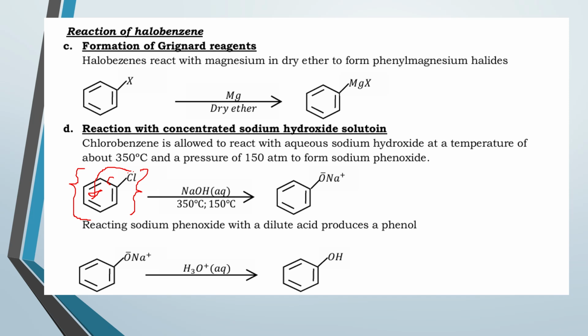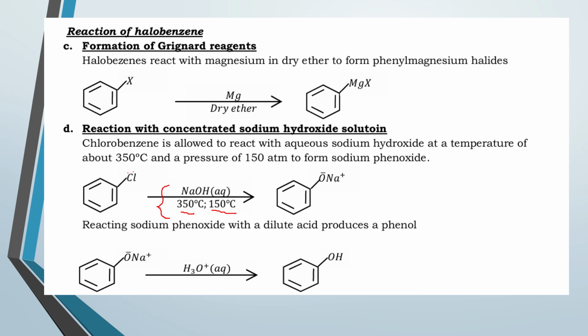So chlorobenzene or halobenzene can mainly undergo two reactions. One is going to be the Grignard synthesis, and the other one is going to be reaction with aqueous sodium hydroxide under extreme conditions of heat together with pressure. So first we're going to look at the Grignard synthesis.